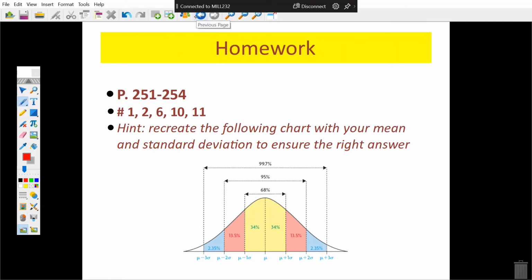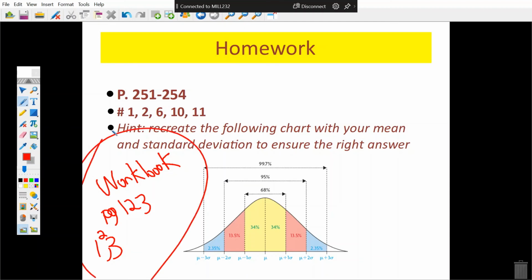Now, that brings us to our homework. So we're going to be in our workbook, pages 120 to 123, and I'll give you some specific numbers to try here. Okay, workbook page 123, 1, 2, and 3.